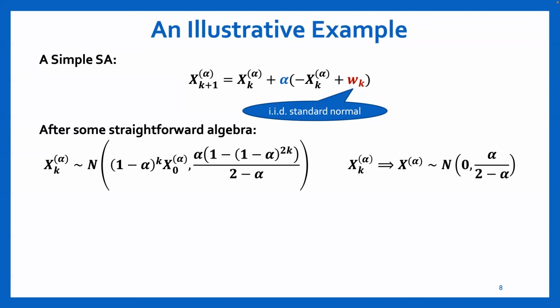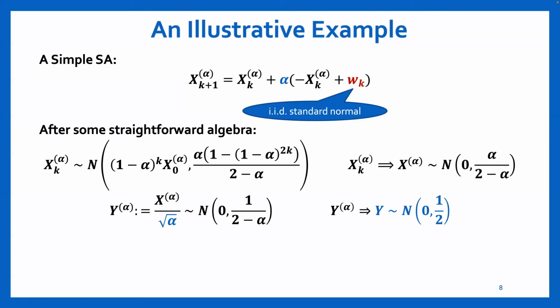So if we directly let alpha go to 0, we get something trivial. In view of this, looking at the variance term, the correct scaling in this case should be square root of alpha. If we define the scaled iterate y of alpha by x of alpha divided by square root of alpha, then y of alpha has a normal distribution with mean 0 and variance 1 over 2 minus alpha. If we further let alpha go to 0, then y of alpha will converge to y, which is a normal distribution with mean 0 and variance 1/2. So in this simple case, the stationary distribution is normal and the scaling function is square root of alpha.